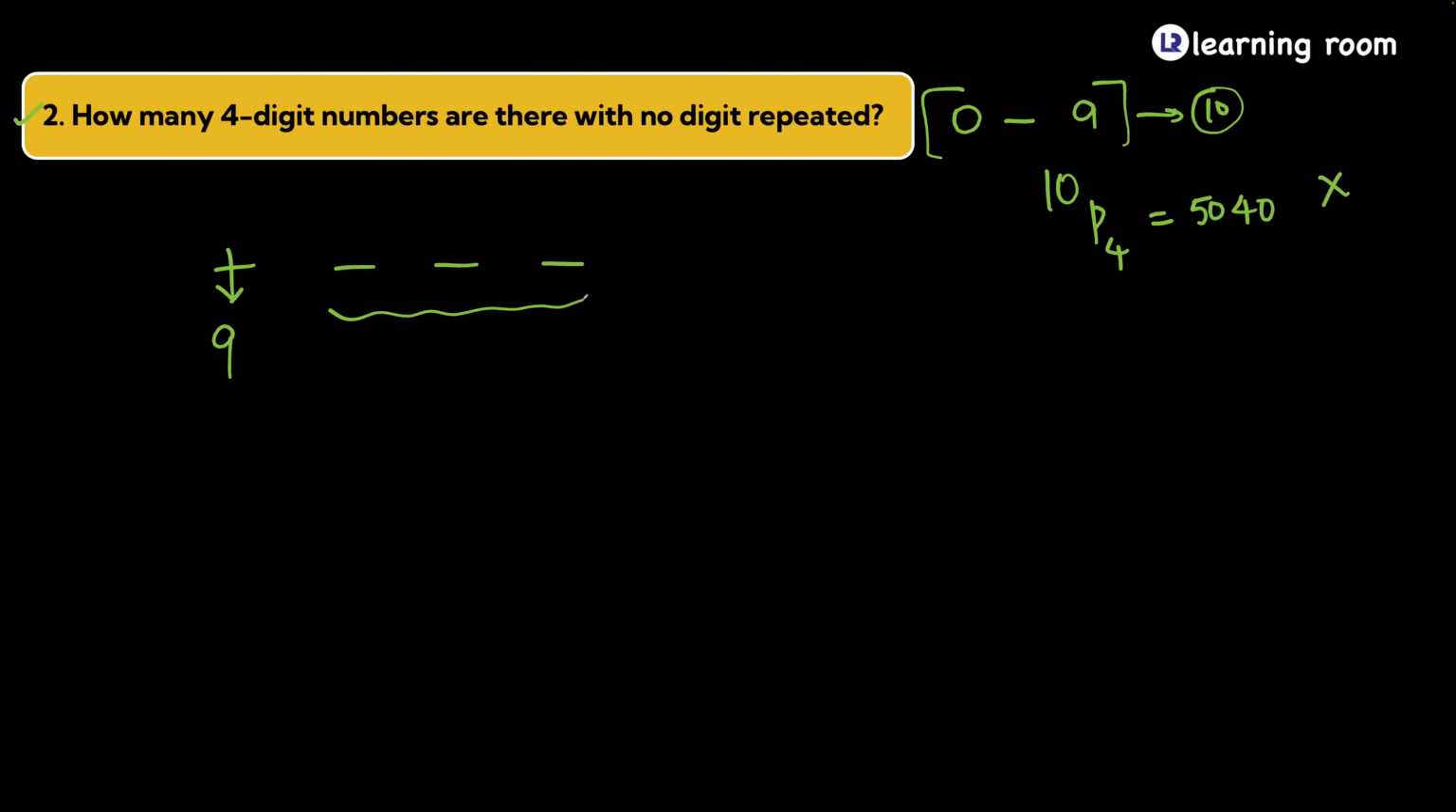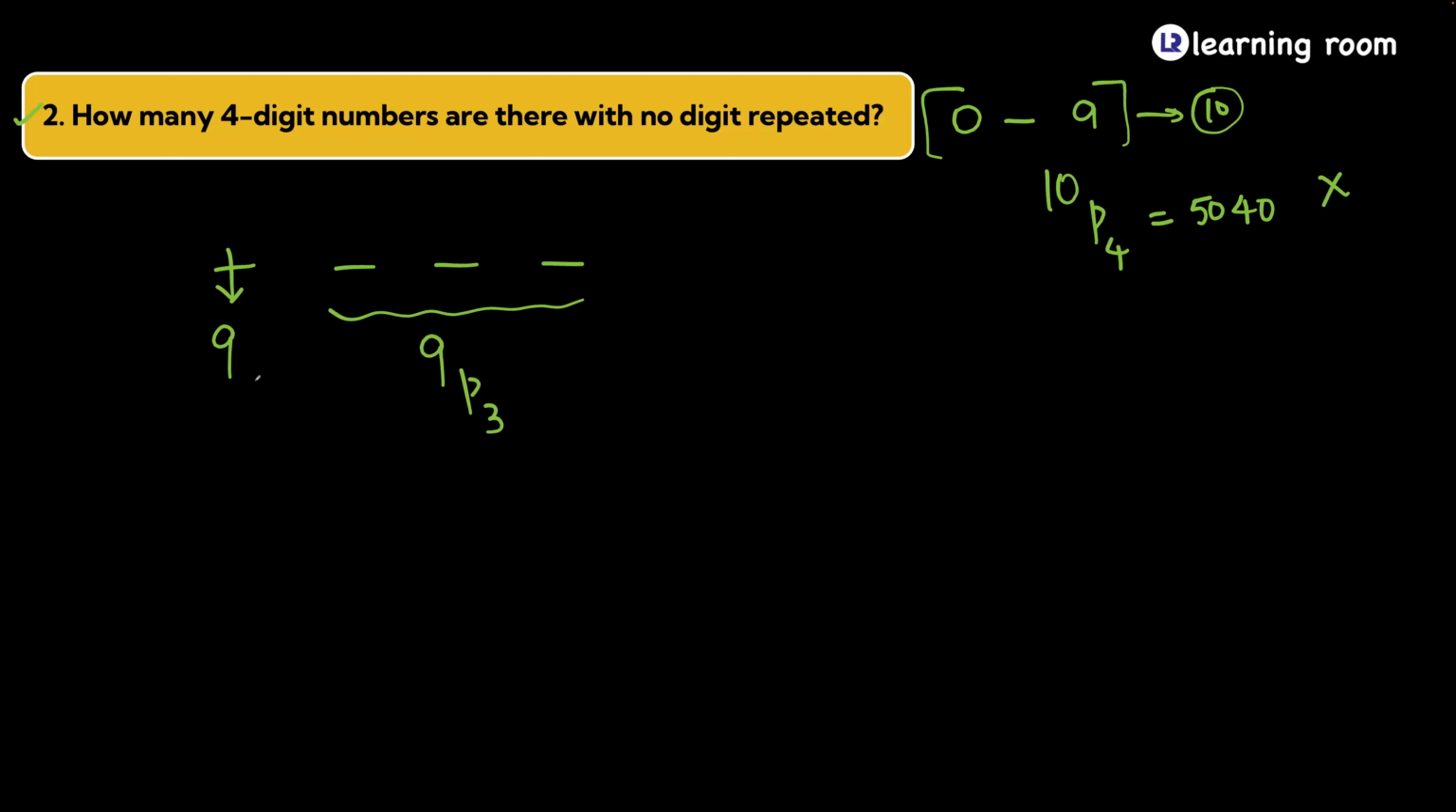In those 3 blank spaces, what are we supposed to do? You can use any of the remaining 9 numbers because the repetition is not allowed. Suppose you have used 1 here, how many digits are left out? You are left out with 9 digits. Out of those 9 digits, you can fill it in 9p3 ways.